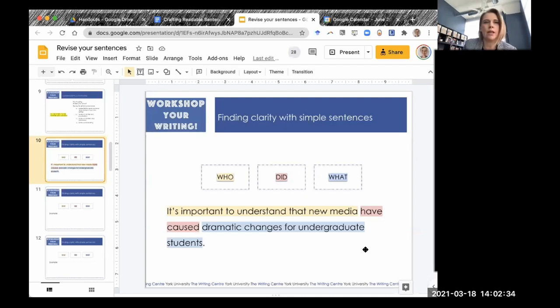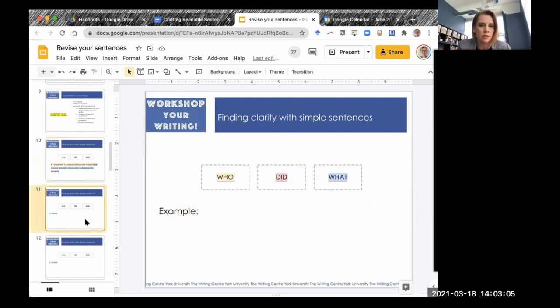Okay, so new media is our subject. So new media have caused dramatic changes for undergraduate students. Subject, verb, object: a clear, punchy, simple sentence. Because simple sentences are punchy, they're really good to use when you've been in the midst of a convoluted, complicated explanation and you want to hit home a point, like an argumentative insight. Use a simple sentence. It'll make it stand out.